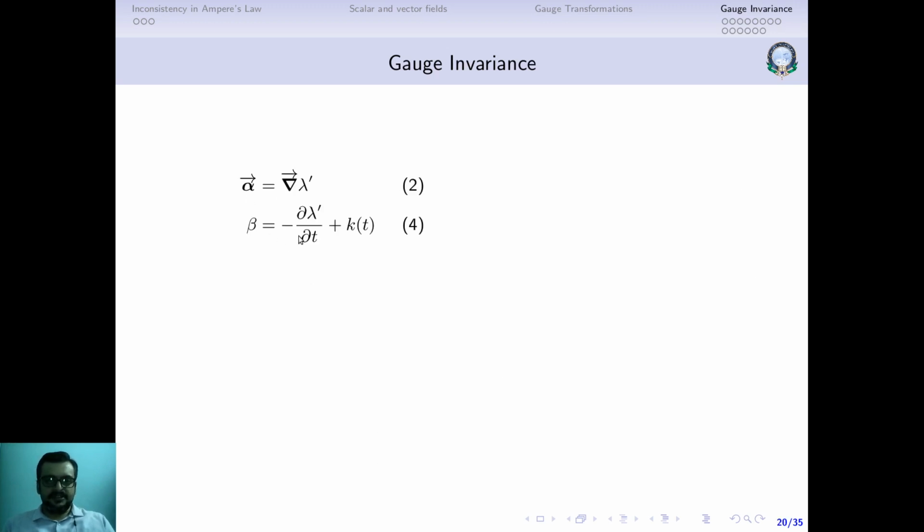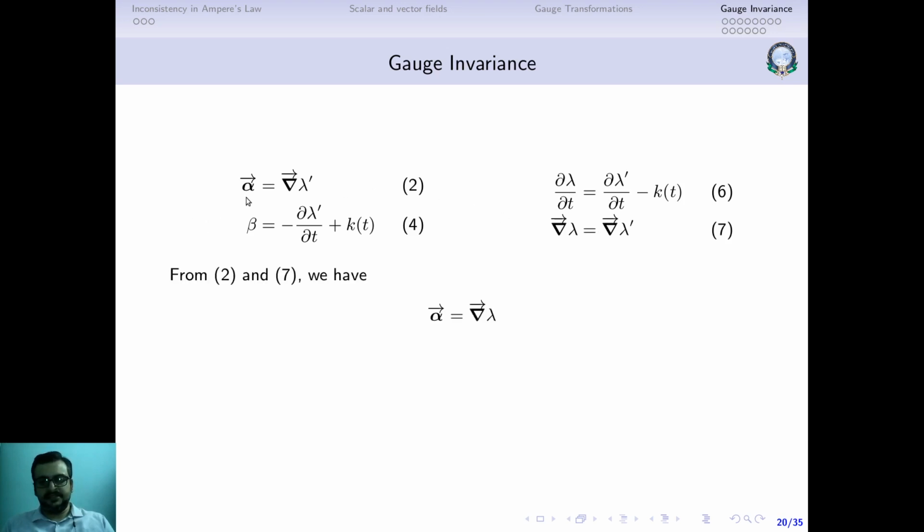So this was our equation number 2 and 4, and this was with the choice of this new λ. This was the time derivative of λ, and this was the gradient of this λ. Now, comparing equations 2 and 7, we say that alpha is equal to the gradient of λ. And comparing equation number 6 and 4, here we have ∂λ'/∂t minus ∂λ'/∂t plus k of t, and here we have plus ∂λ'/∂t minus k of t. That means this entire quantity on this side will be equal to minus ∂λ/∂t. So beta is equal to minus ∂λ/∂t.